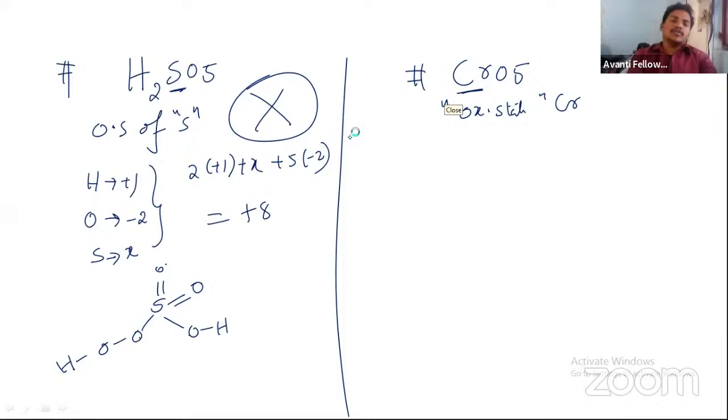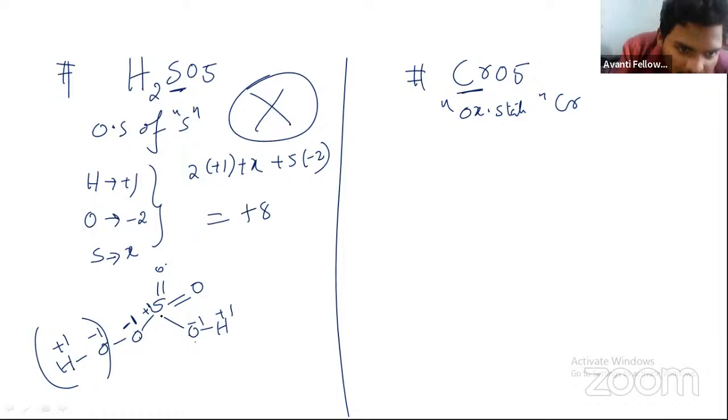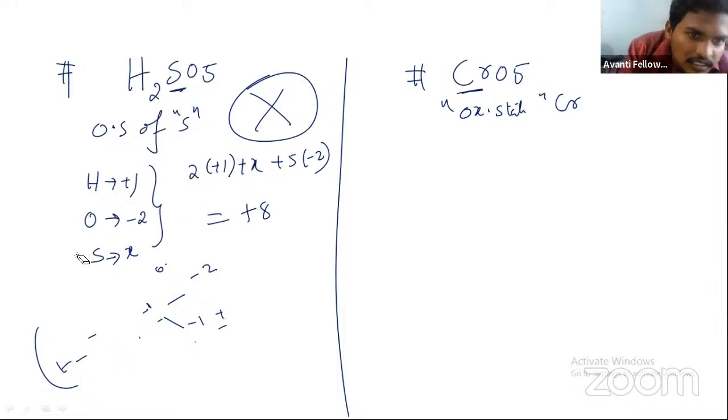Clear? So if you see in this case, this will become +1 and this one will become -1. So if this is -1 and +1, both are balanced. Here this is -2. I'll explain you big so that it is easy to understand.